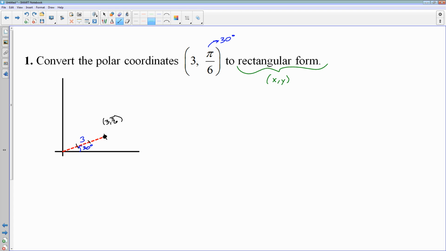So what I'll do is draw a triangle. My x coordinate is however far I go to the right coming off the origin. So there's my x. My y coordinate is however far I go up. So this distance right here is my y coordinate. And in order to solve for either x or y, we're going to use our trig: sine, cosine, tangent.